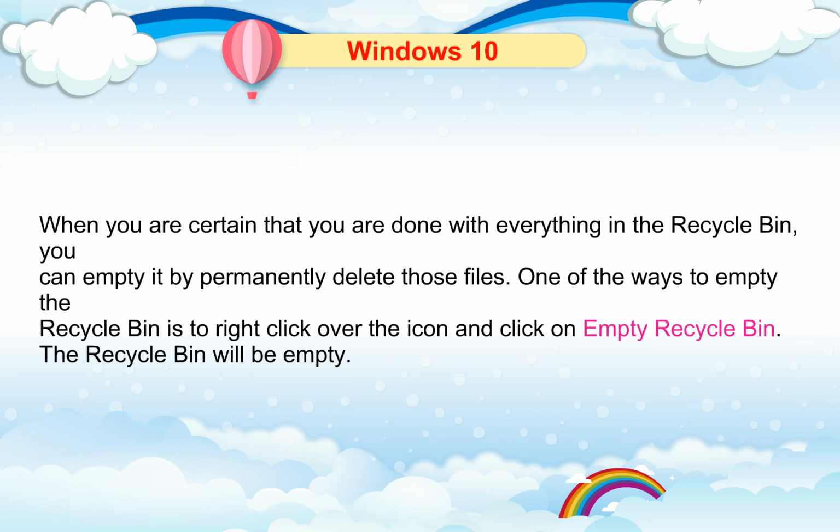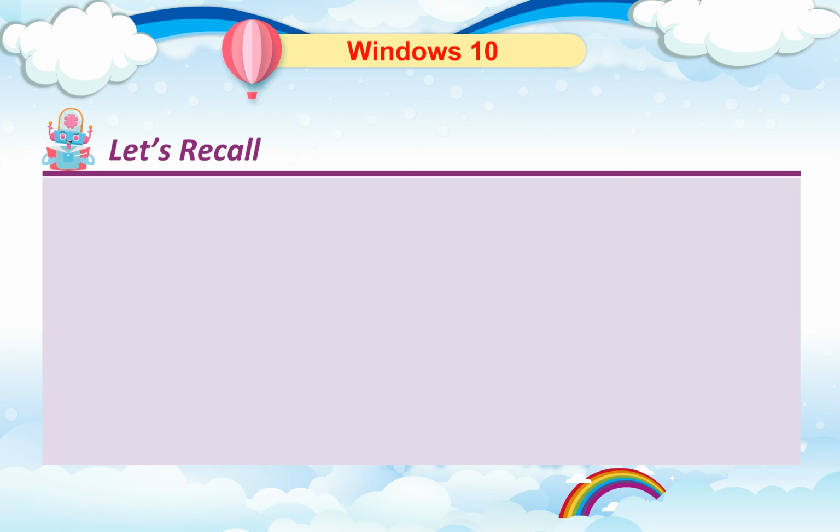When you are certain that you are done with everything in the recycle bin, you can empty it by permanently deleting those files. One of the ways to empty the recycle bin is to right-click over the icon and click on Empty Recycle Bin. The recycle bin will be empty.